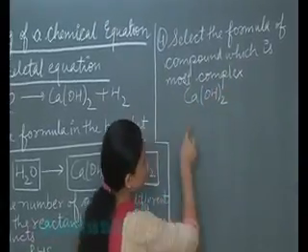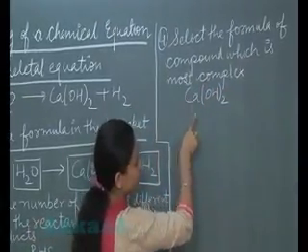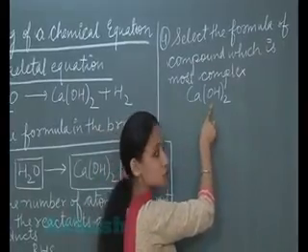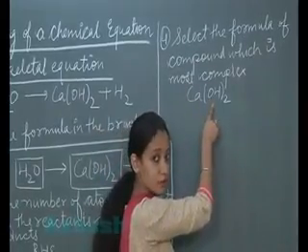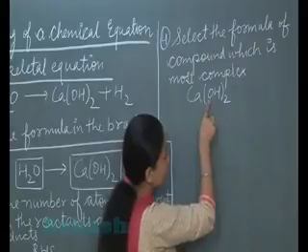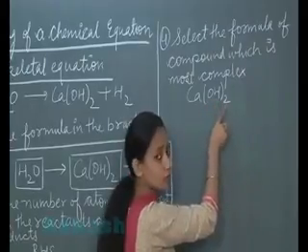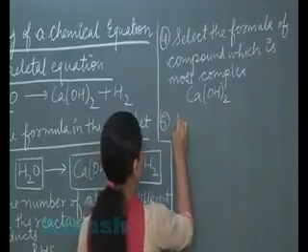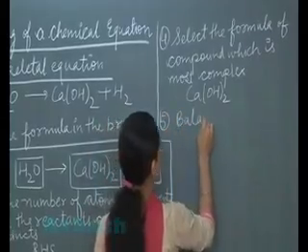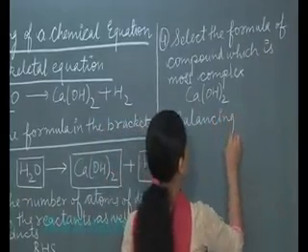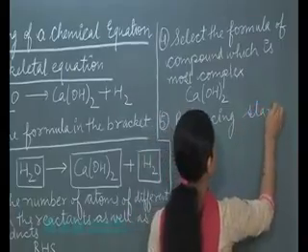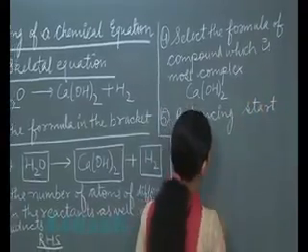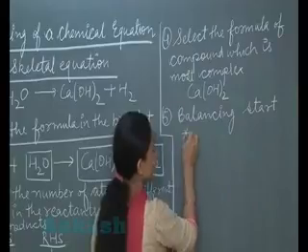Now students, from the selected formula we need to balance first the atom which is present in maximum amount. Here you can see the number of oxygen and hydrogen are same. So we can actually start with oxygen also. So step 5 is actually balancing start. Now students, in this we see we can start the balancing with oxygen.